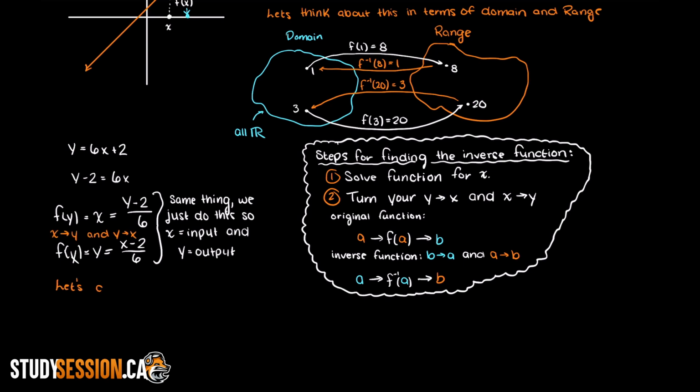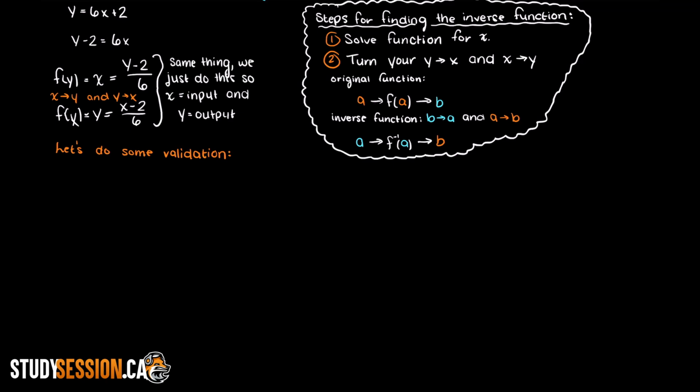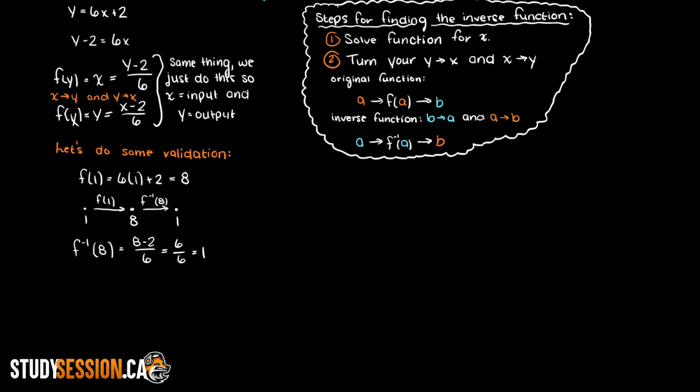Now, let's prove that the inverse function actually works. If we apply our input of 1 to our original equation, then we receive an output of 8. If we apply an input of 8 to our inverse function, we receive 1. We can validate our inverse function is correct by writing a composite function like so. We begin with x and our function outputs y. If we take that output y and map that to our value using our inverse function, we get x back.